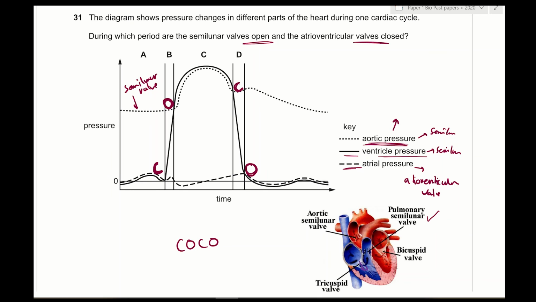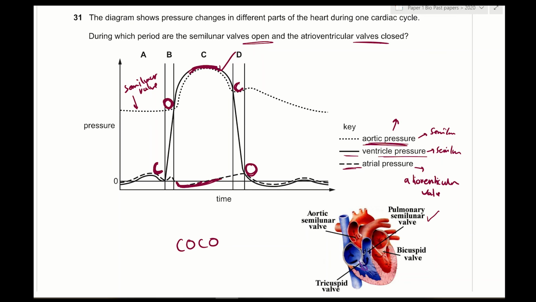valves closed. So the semilunar valves are going to be open when the ventricular pressure increases. So in this case, it's going to be C, because here is the most increase in ventricular pressure. And now, the atrioventricular valves are closed also during C. The reason for this is aortic pressure is the lowest in this period.